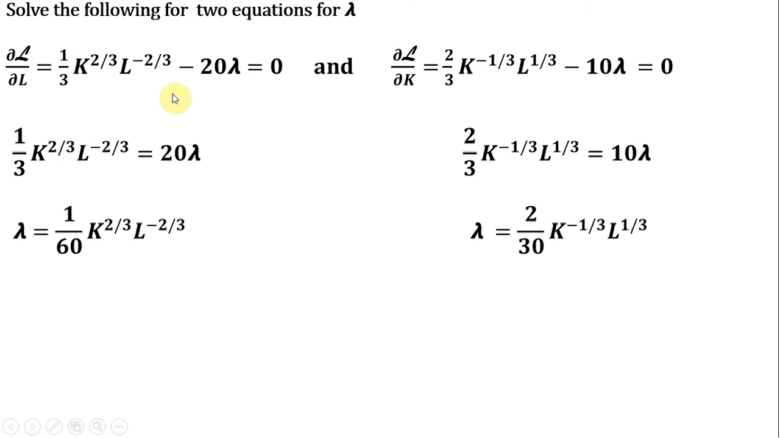The next step is we are going to solve our first two partial derivatives for lambda. So we're going to take this partial derivative result and solve it for lambda, moving 20 lambda over to the right-hand side and then dividing through by 20. We will get this result. And then this next partial derivative, we'll do the same thing, moving 10 lambda over to the right-hand side and dividing through by 10. We'll get this result.